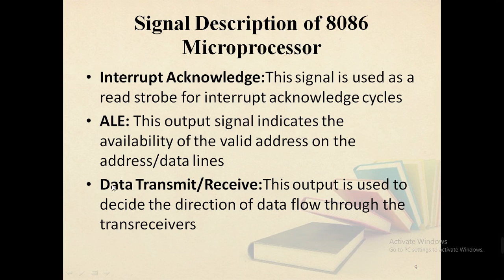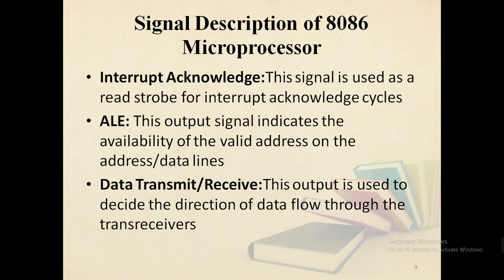Coming to the data transmit receive, or simply we can call it DT by R bar. Receive is active low, data transmit is active high. This output is used to decide the direction of data flow through the transceivers. Transceivers means bidirectional buffers. When the processor sends out data, this signal is high, and when the processor is receiving data, this signal is low.